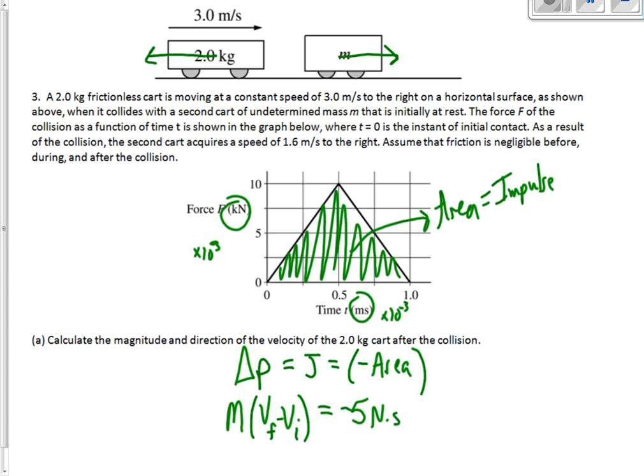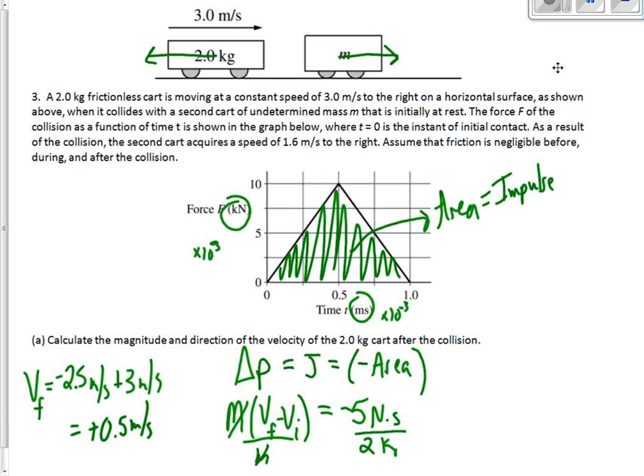So that means divide both sides by the mass. This was a 2 kilogram object over here. Divide that by the mass. So v final then would equal, if we divide Newton seconds by kilograms, we get meters per second. Our initial speed there was 3 meters per second. So negative 2.5 meters per second plus 3 meters per second equals positive 0.5 meters per second.